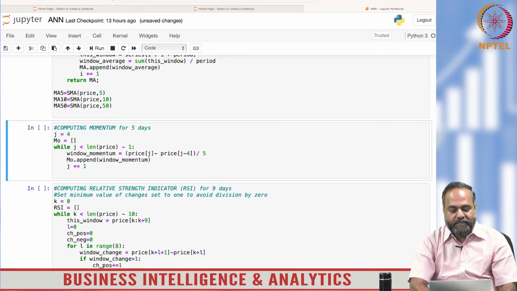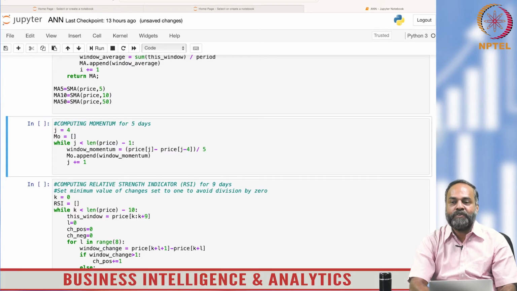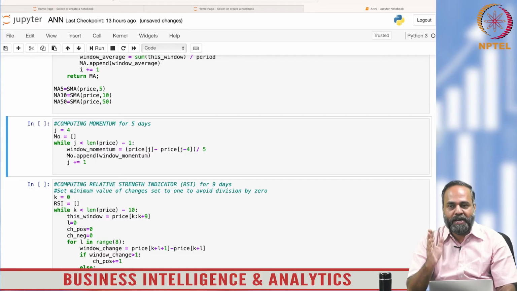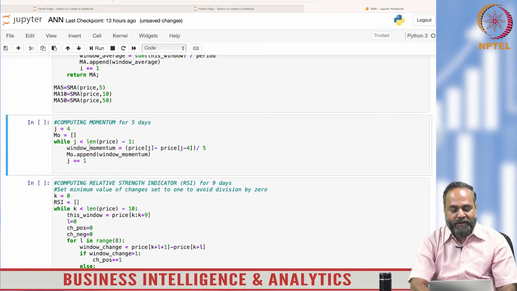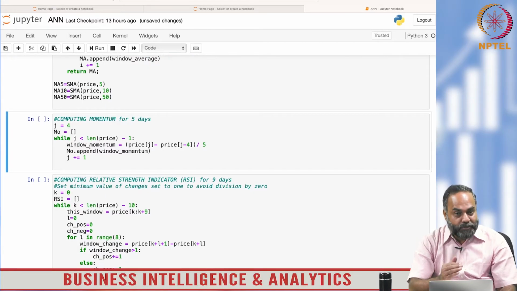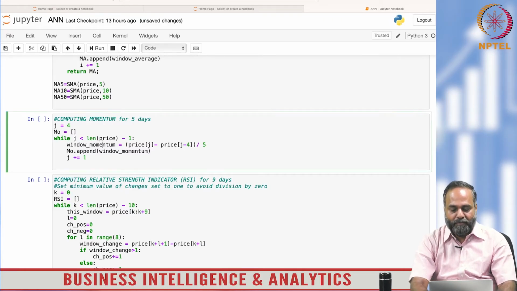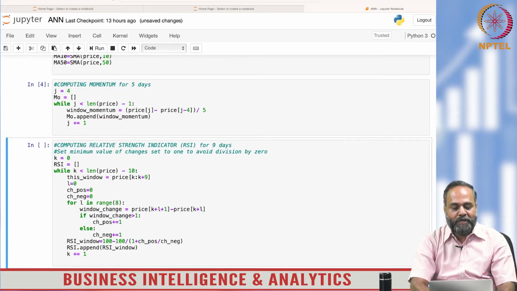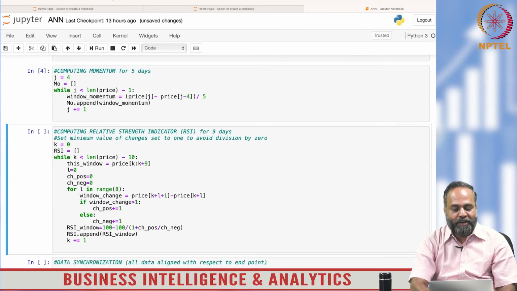And in the next cell I am calculating momentum. We discussed what is momentum. Momentum is old closing price minus current closing price. So there is a simple while loop that is created to compute these values for the whole time series. And since momentum is only 1, I don't have to define a function for it.